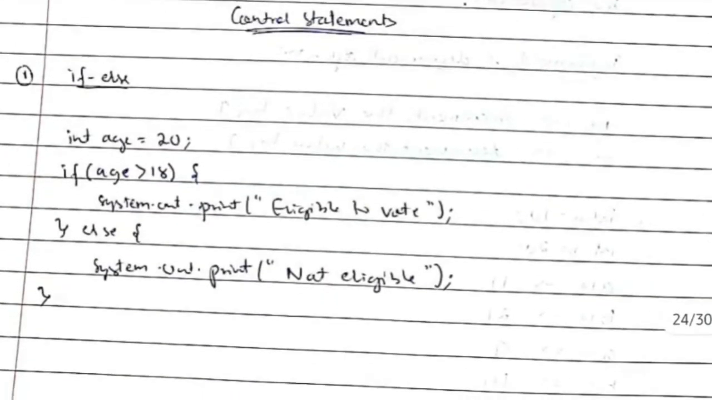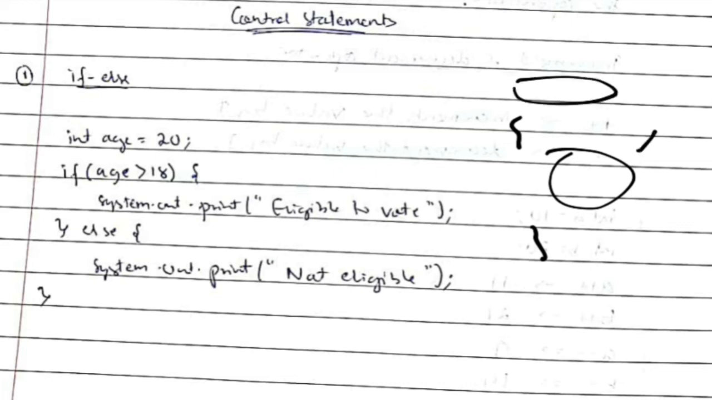The next one is control statements, meaning suppose that there is a block of code here. Whether you want to execute this block of code or not depends on a particular condition. At that time you use control statements. Okay, so first one is if else.